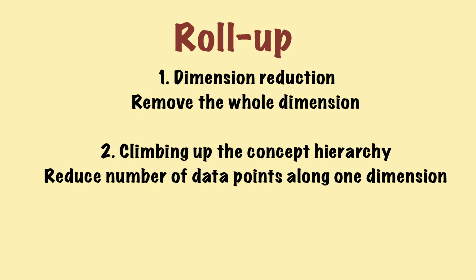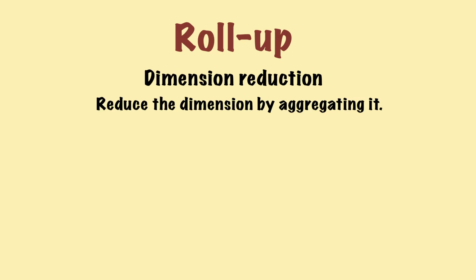There are 2 ways to roll up the data. Dimension reduction removes the whole dimension, but climbing up the concept hierarchy only reduces the number of data points in one dimension. We start with dimension reduction. To remove the whole dimension, we aggregate it.